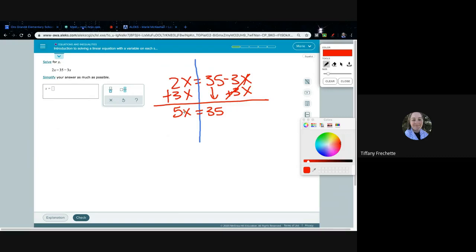All right, so my last step here is to undo the multiplication. So I divide on both sides of the equal sign. 5 divided by 5 becomes 1. X drops down along with the equal sign. 35 divided by 5 is 7. All righty. Check.